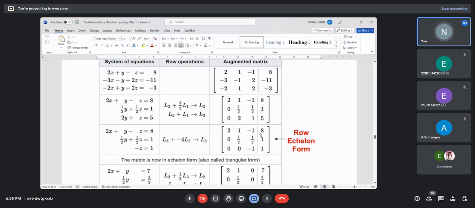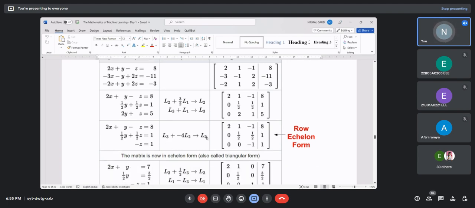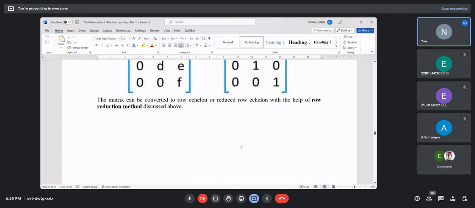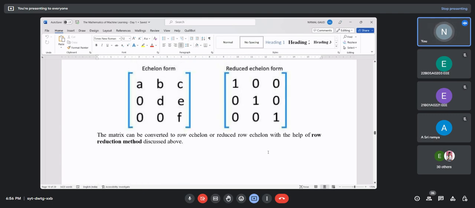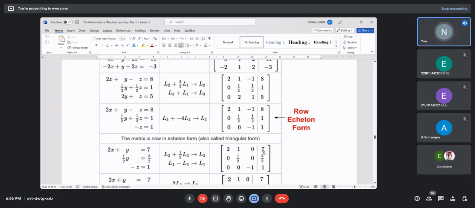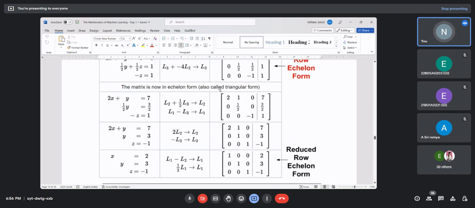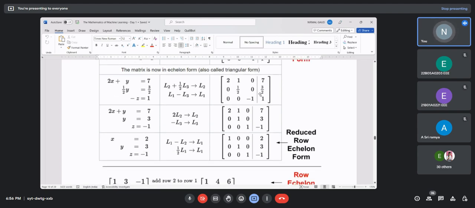Afterwards, I performed the transformation over L3 again, and this is my updated L3. So this is row Echelon form: 2, 1, and 0, 0, 0. You can see that this is row Echelon form. If I get 0, 0, 0 here, and here also the same, this is row Echelon form. Now the matrix is in row Echelon form, also called triangular form.